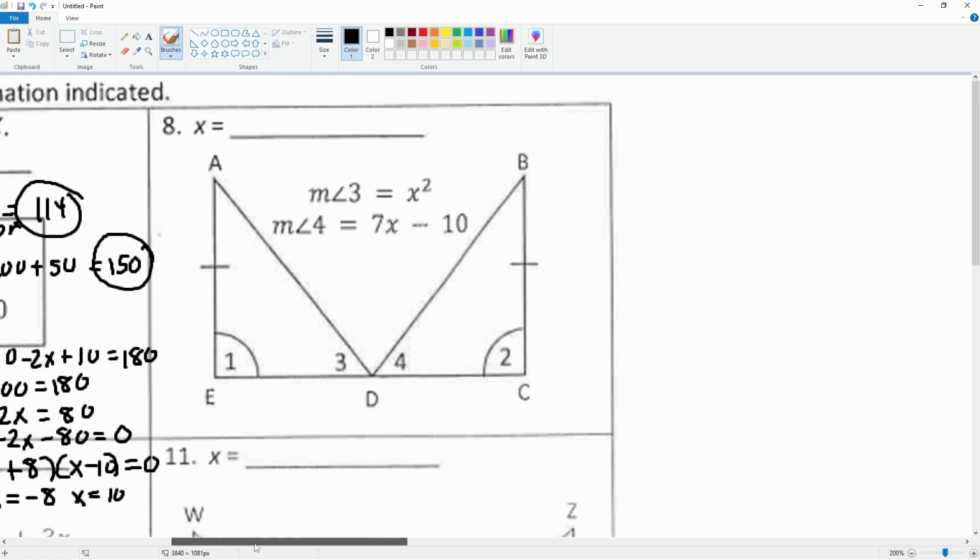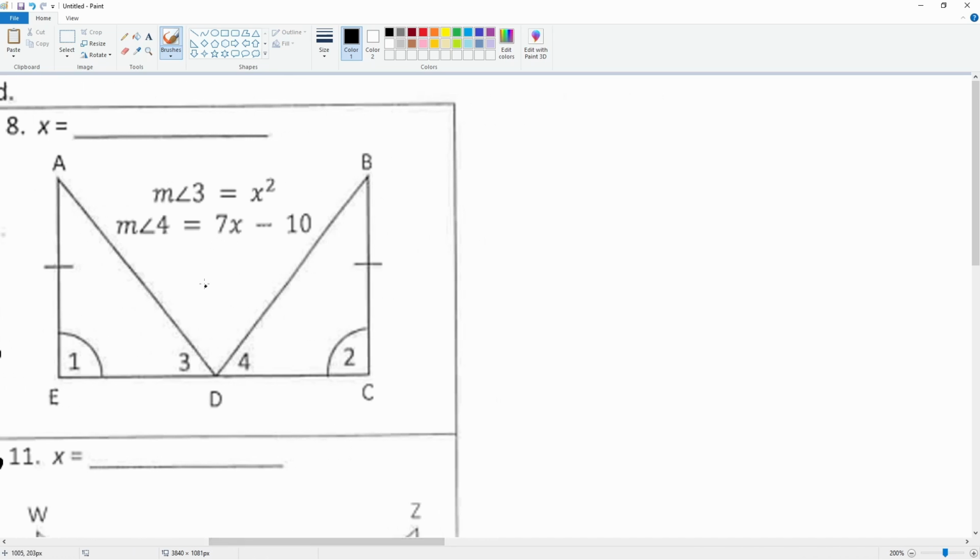Okay, let's look at this one. The measurement of angle 3 is x squared. The measurement of angle 4 is 7x minus 10. These two are not vertical angles. So how are you going to solve for this? Let's see.